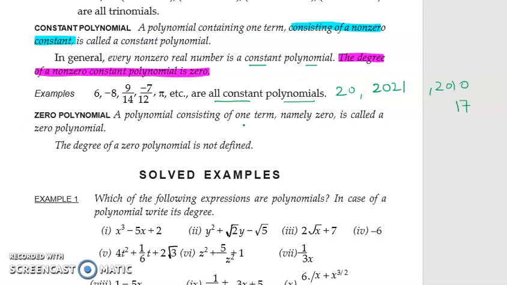A polynomial consisting of one term. What is that one term? Namely 0. One term, and what is that? It has to be 0. Okay, that is called a zero polynomial.